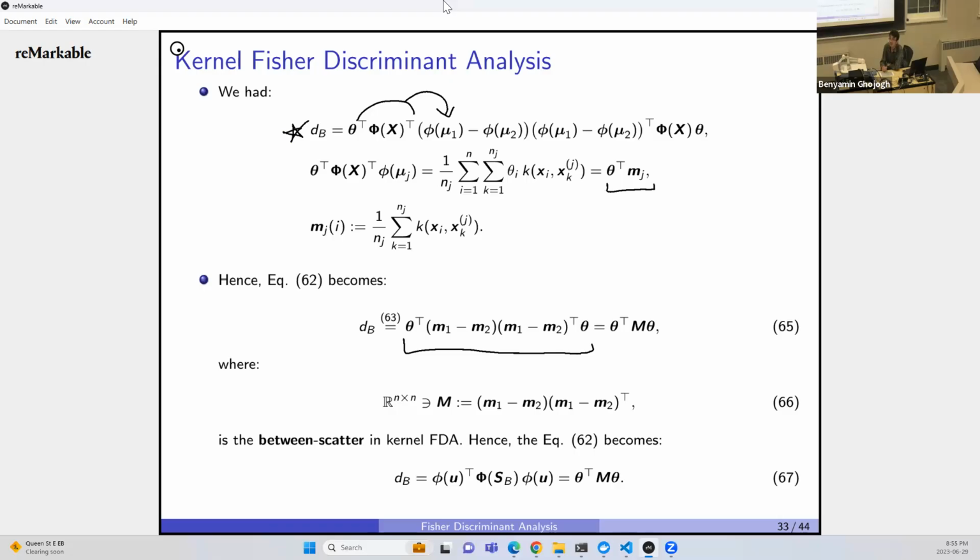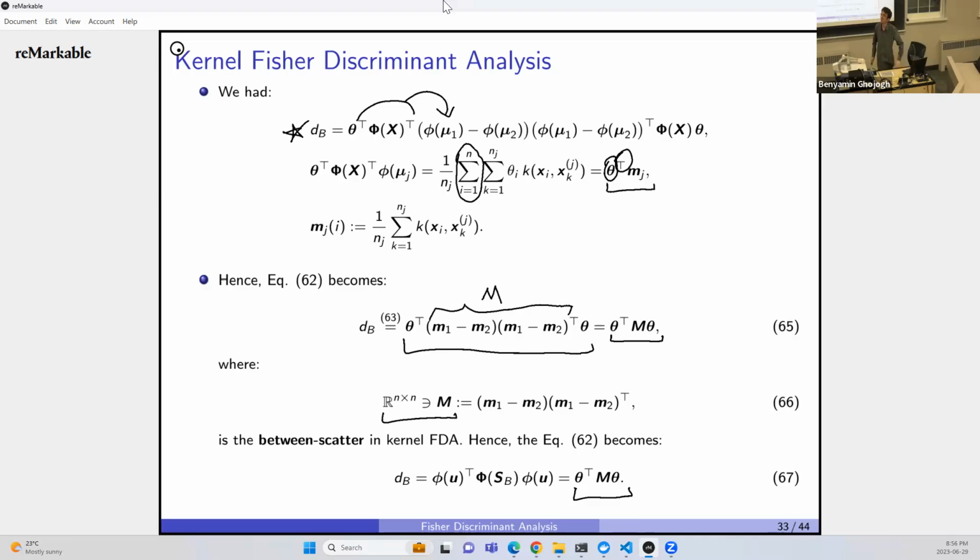I define which summation? This is absorbed in the inner product because we have n of them. So theta is n dimensional, right? The question was what happened to this summation? I said this is absorbed in the inner product. Then I define this to be the matrix M, which is n by n. So I can write it as theta transpose M theta. Therefore, d_B, which was the between scatter, is simplified to theta transpose M theta.